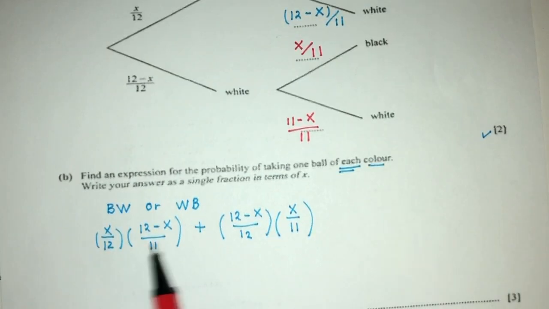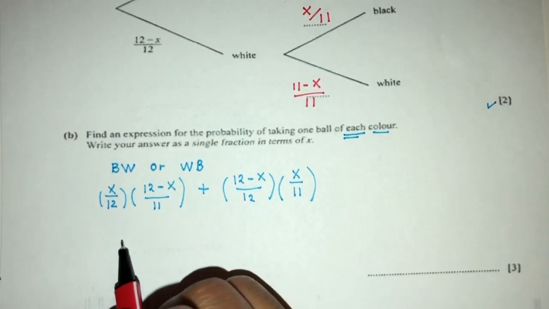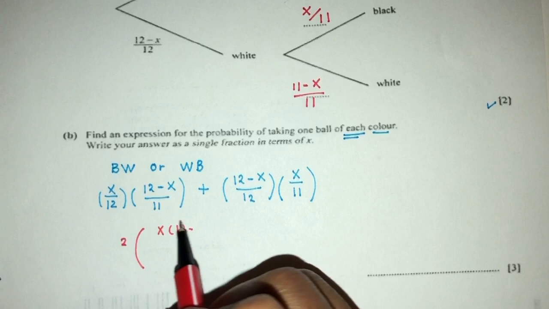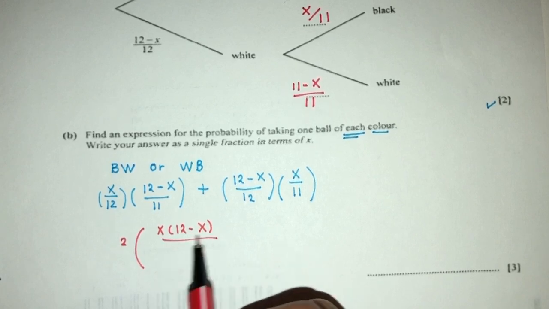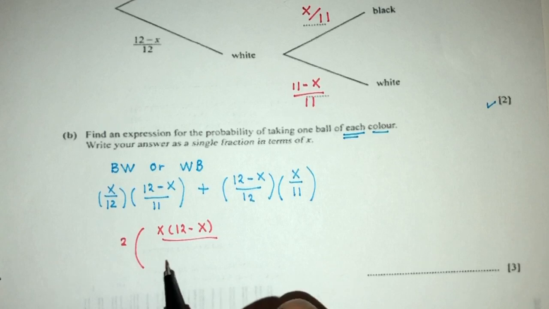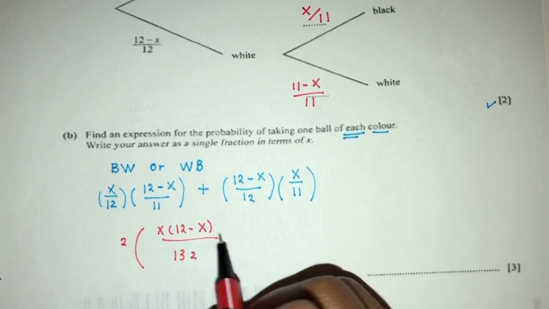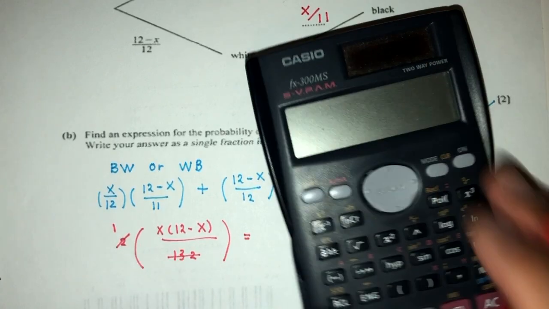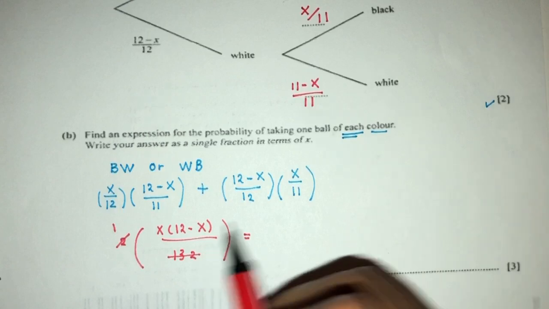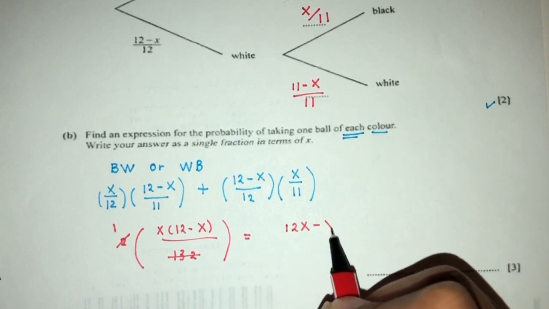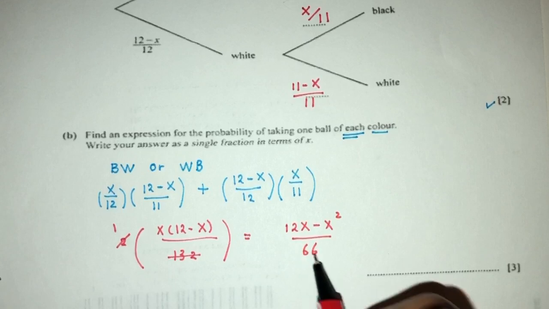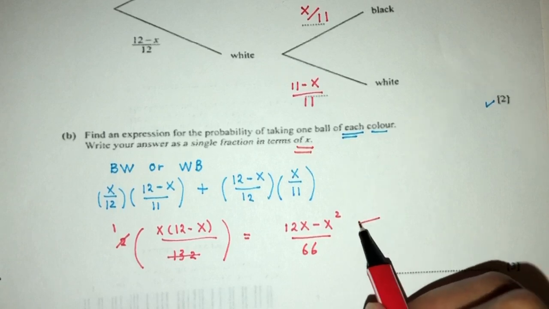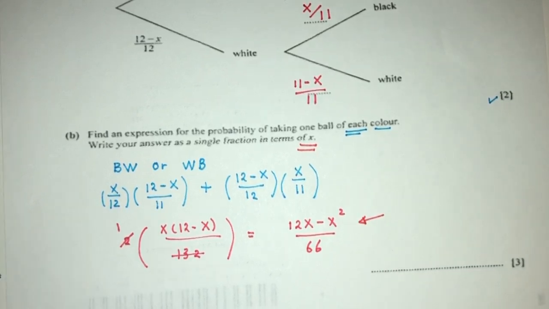Now as you can see, these two are exactly the same. We can just do 2 times the whole thing. X times 12 minus the value of X over 12 times 11, 132. That should be simplified to what? 132 divided by 2, that should be 66. So here we will have 12x minus x squared over 66. So this will be the single fraction in terms of x for that value right here. That will be part B of the question.